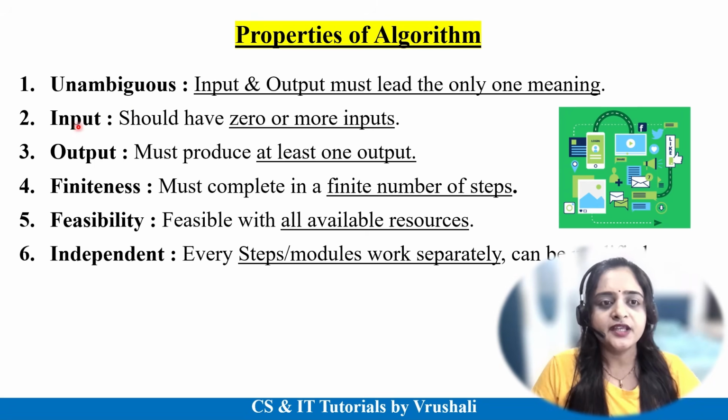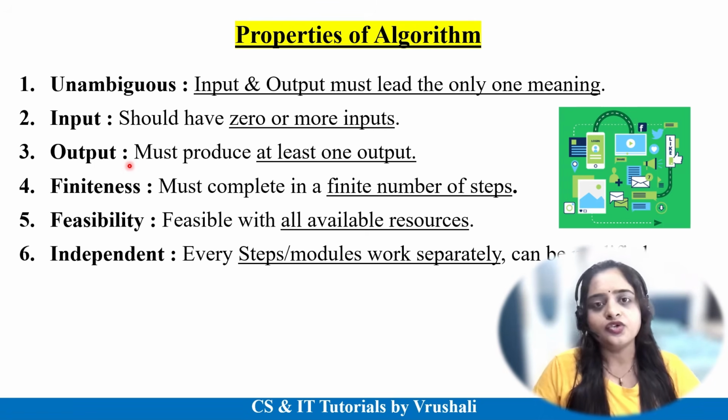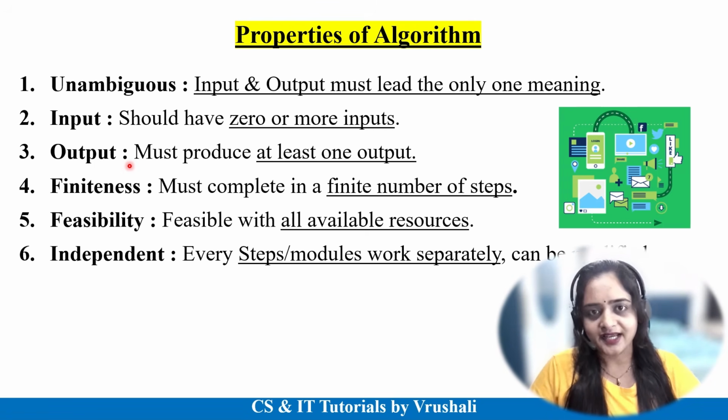Next is the input property and output property. While coding or doing any programming, zero or more inputs are compulsory, and after getting the result, at least one output is compulsory, right? Without input and output, you can't execute your program. So these two are the most important properties of an algorithm.